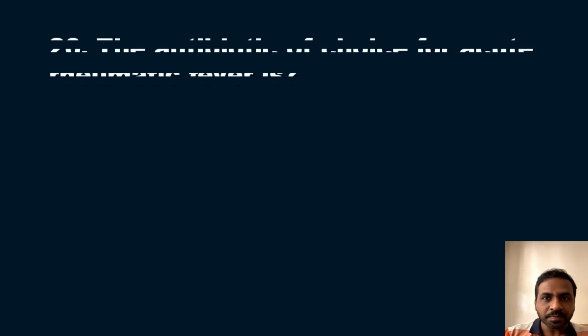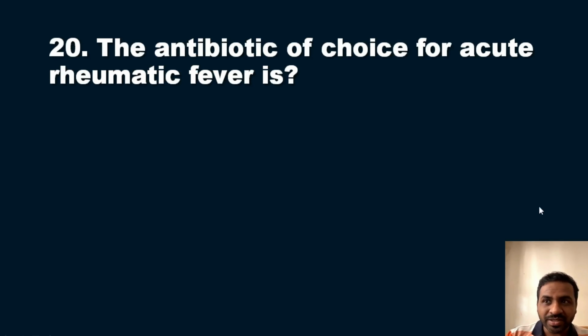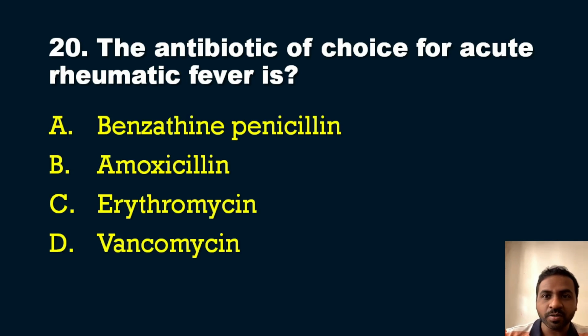The question is, which is the antibiotic of choice for acute rheumatic fever? The options are: option A, benzathine penicillin; option B, amoxicillin; option C, erythromycin; and option D, vancomycin. Just think about rheumatic fever, how it happens, and you can find the answer. So what is the answer? The answer is option A, benzathine penicillin.